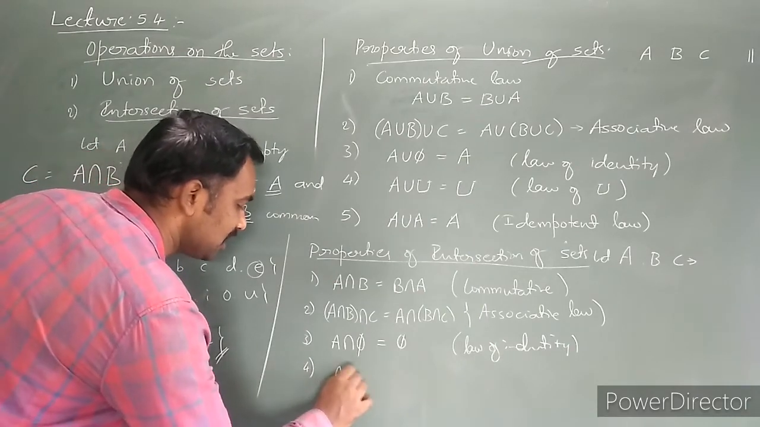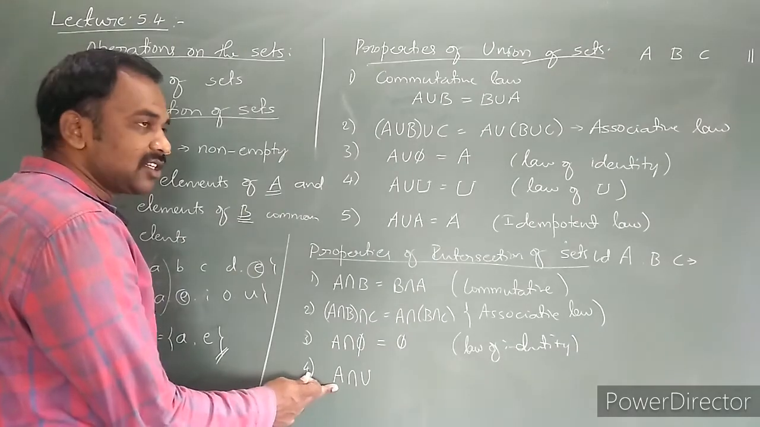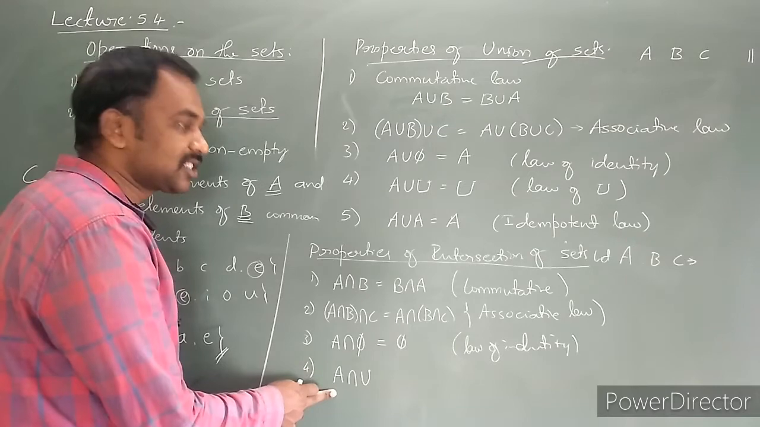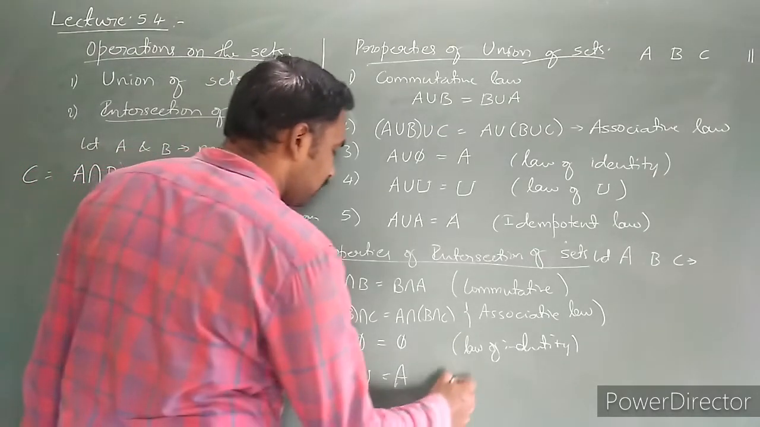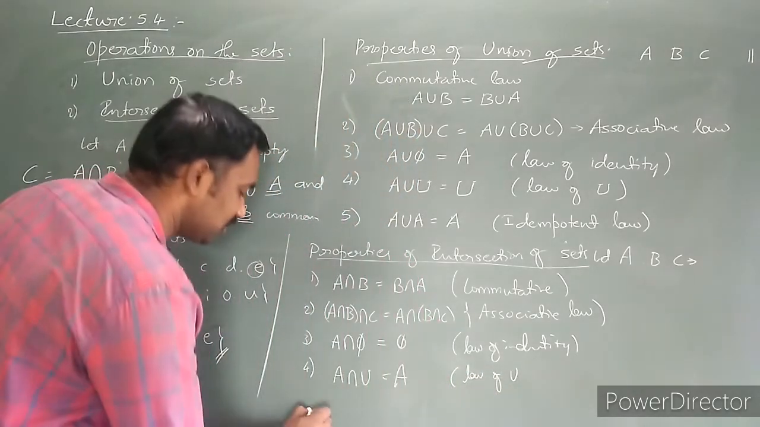Similarly, law of U. A intersection U. What is A intersection U? A is a non-empty set. U is a universal set. Universal set and a particular set A. What is the common element? The set A is the common element. This is the law of U. Next, the fifth one.